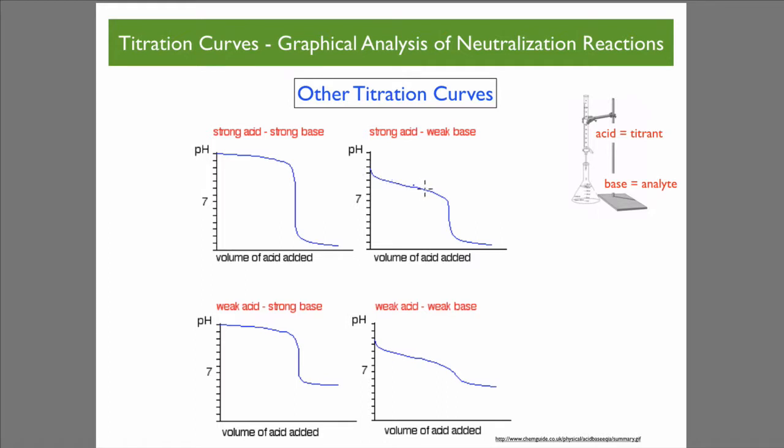Here you've got the weak base to start with, and then you're adding strong acid. You see it's coming at the very bottom. This time you've got the strong base, but it's going barely below 7 here, so you have the weak acid, and you've got this really weak line here, where you've got the weak acid and weak base.